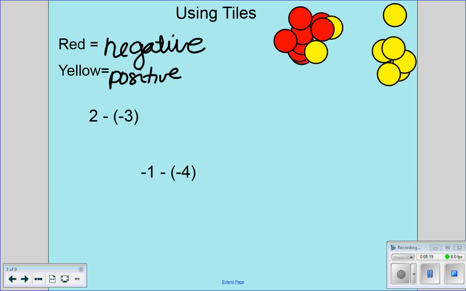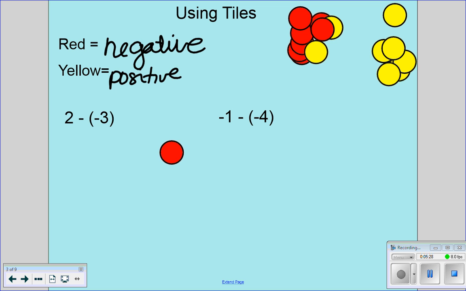So here's the problem. What do I got to put in there right away? Just one red, right? Great. So let's put one red on our board. It's telling me to take away 4 of them. Do I have 4 I can take away? I just have 1. So how many 0 pairs do I need to add so I have 4 reds in that problem, Haley? Not 4, because I already have 1. So how many do I really need to add? Just 3, right?